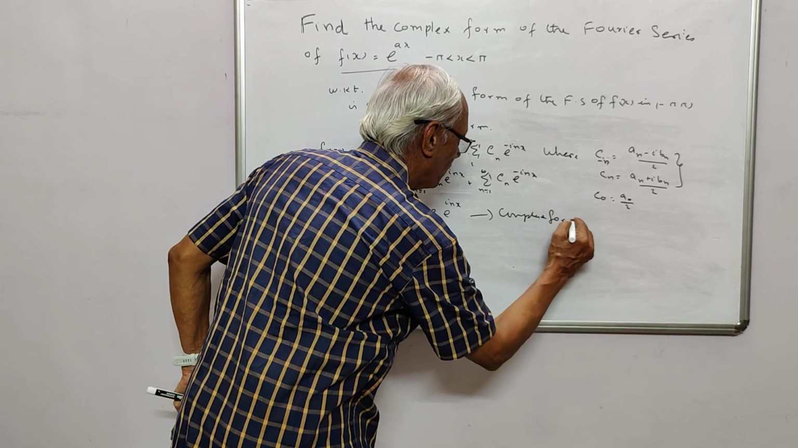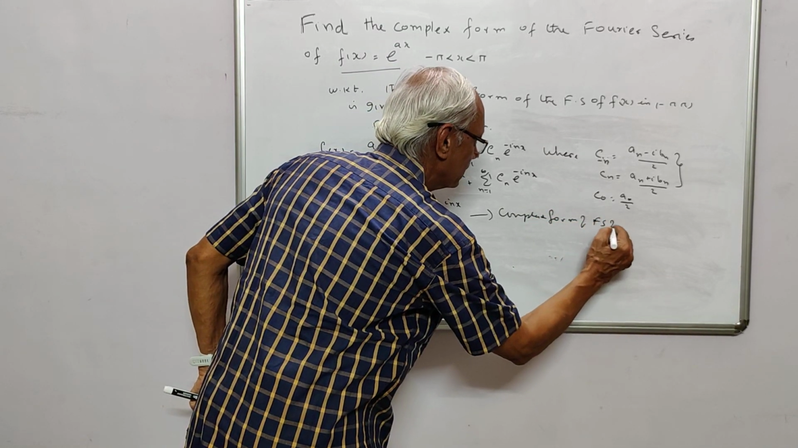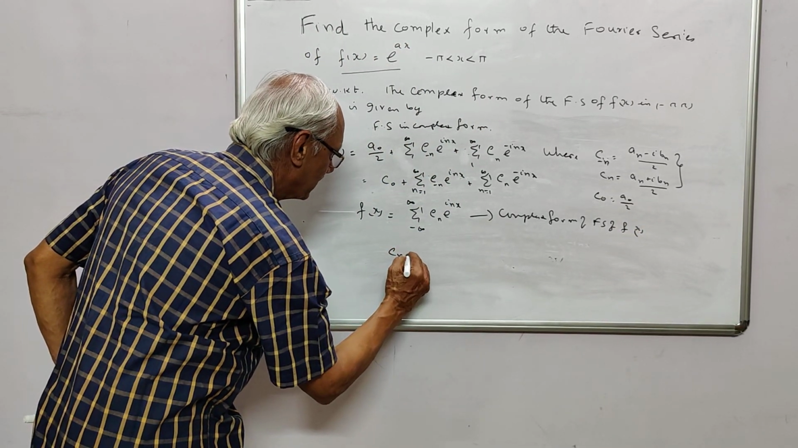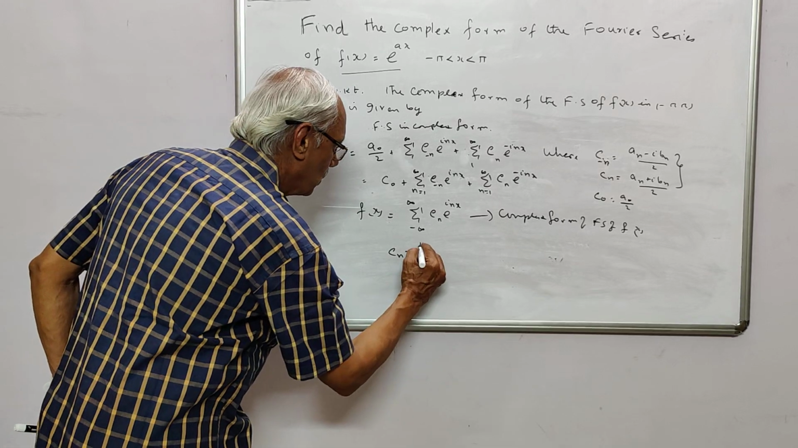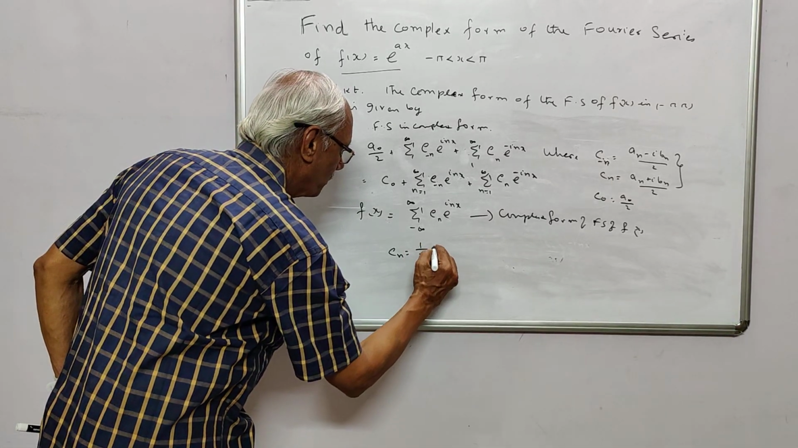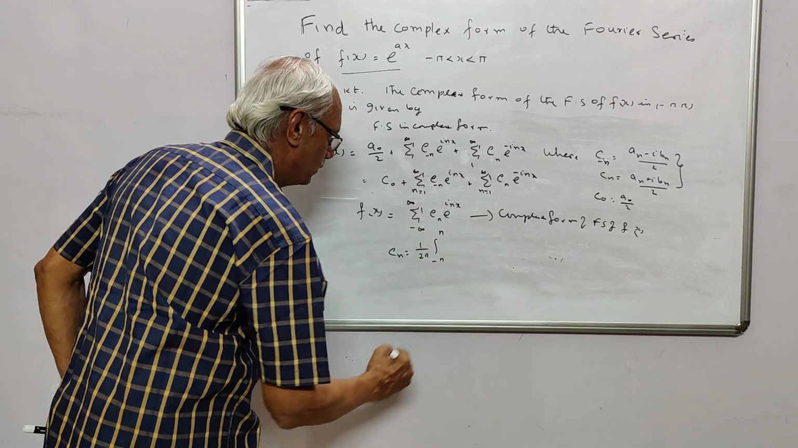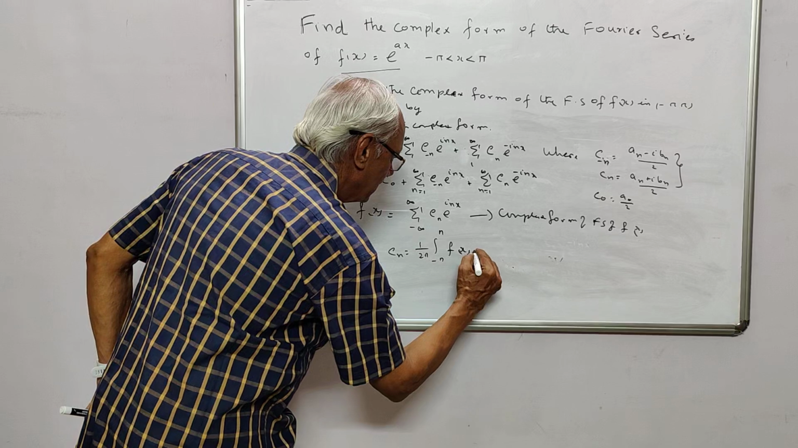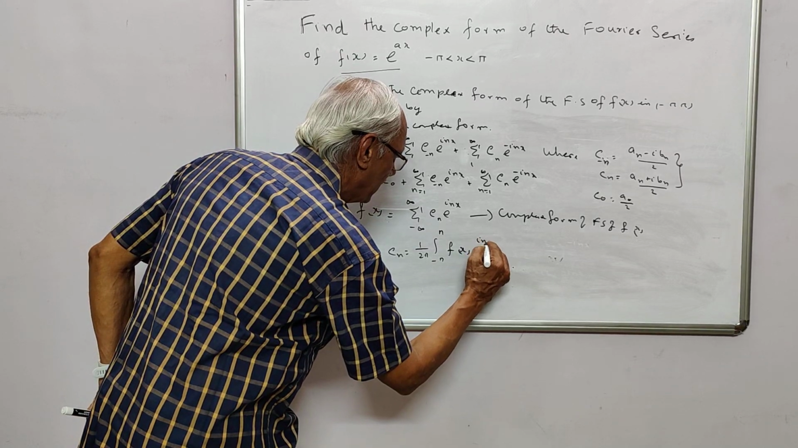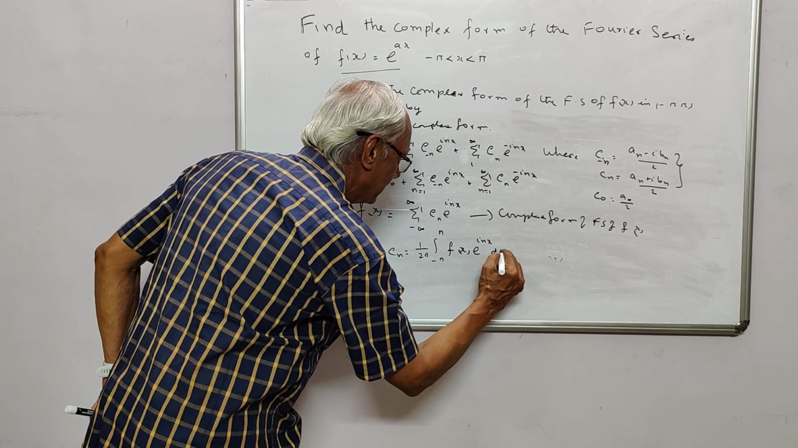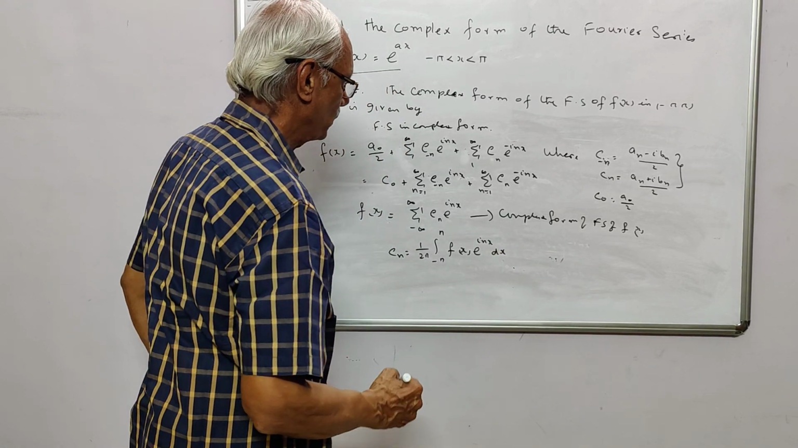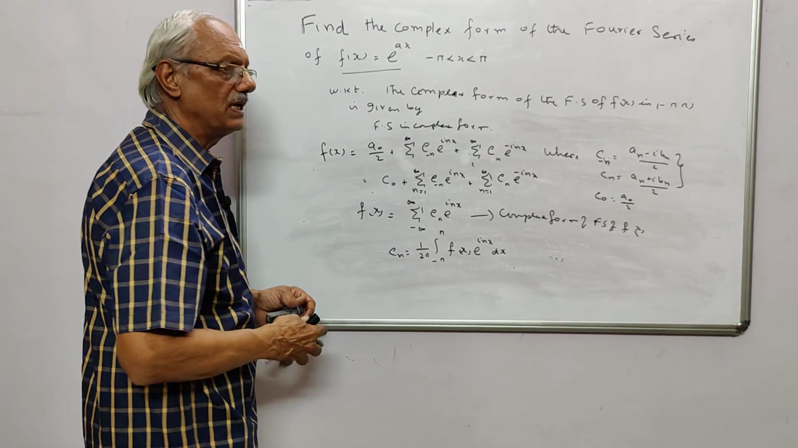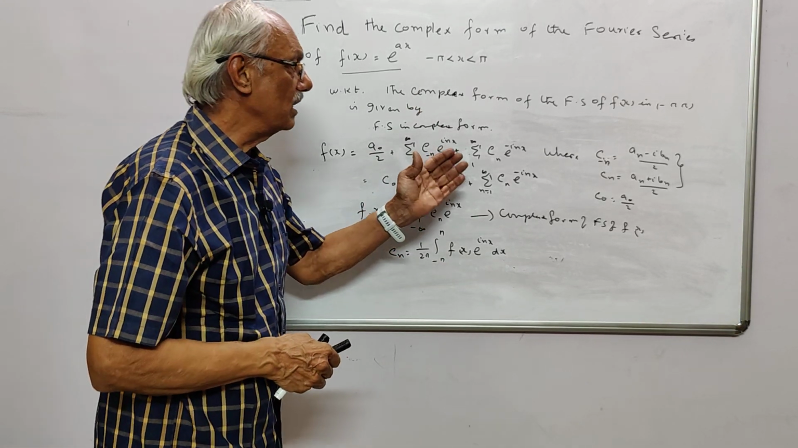Complex form of Fourier series of f of x, where this C n will be equal to 1 by 2 pi integral from minus pi to plus pi of f of x into e to the power of minus I n x dx. So this is what you will get. So you see that this is the idea behind the Fourier series in the complex form.